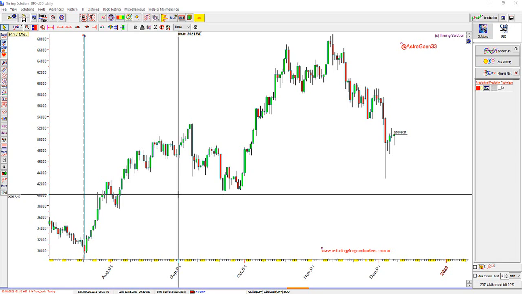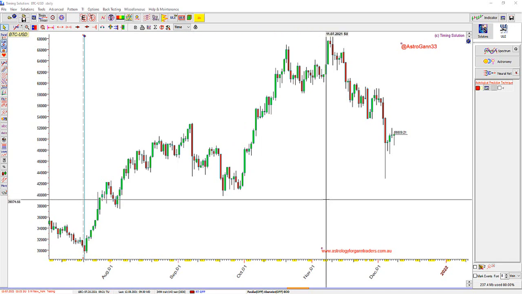Once you start getting into it, you'll see how exciting it is and why so many people are interested in astro trading. It gives you an edge in many ways, because it's fantastic for timing and also for price levels, and that's what Gann is renowned for. So let's get started with this.